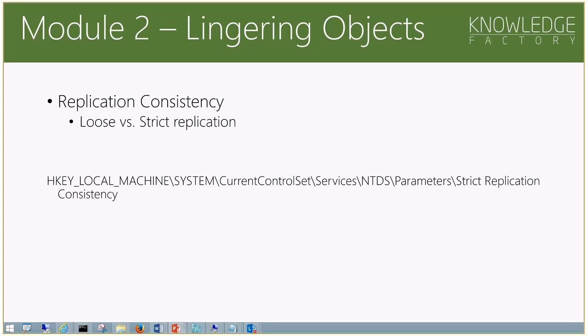So how does it work? It's about replication consistency. An object will never be considered for replication if the attributes on a lingering object never change. But if an attribute changes, it will be considered for outbound replication. The problem is that the receiving domain controller doesn't hold the object for the attribute being replicated, and an update cannot be performed. How it will deal with this issue depends on replication consistency set on the domain controller, and there are two choices, loose and strict.